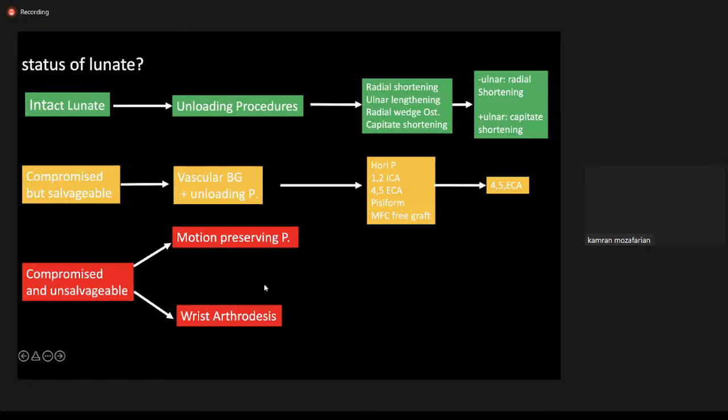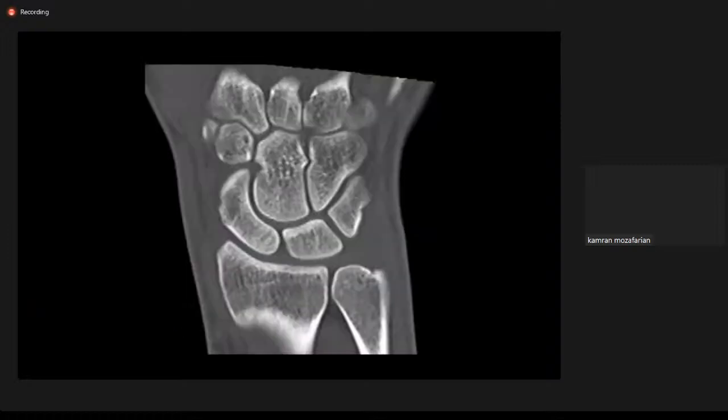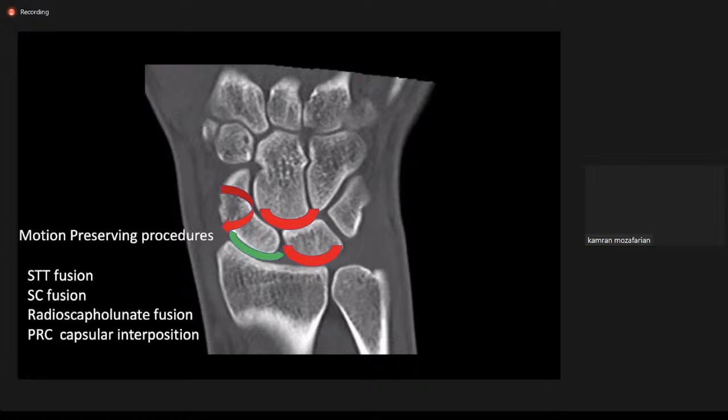And the choice between these two depends on the extent of degeneration. About the extent of degeneration, we already mentioned that the degeneration starts in the central column and then goes to the radial column. So if this joint space is involved, or even this one is added, or even the scaphoid is rotated, but the radioscaphoid joint is intact, it means that we still can preserve a part of wrist motion, and we can go with motion preserving procedures such as STT, scaphocapitate fusion, or proximal row carpectomy.